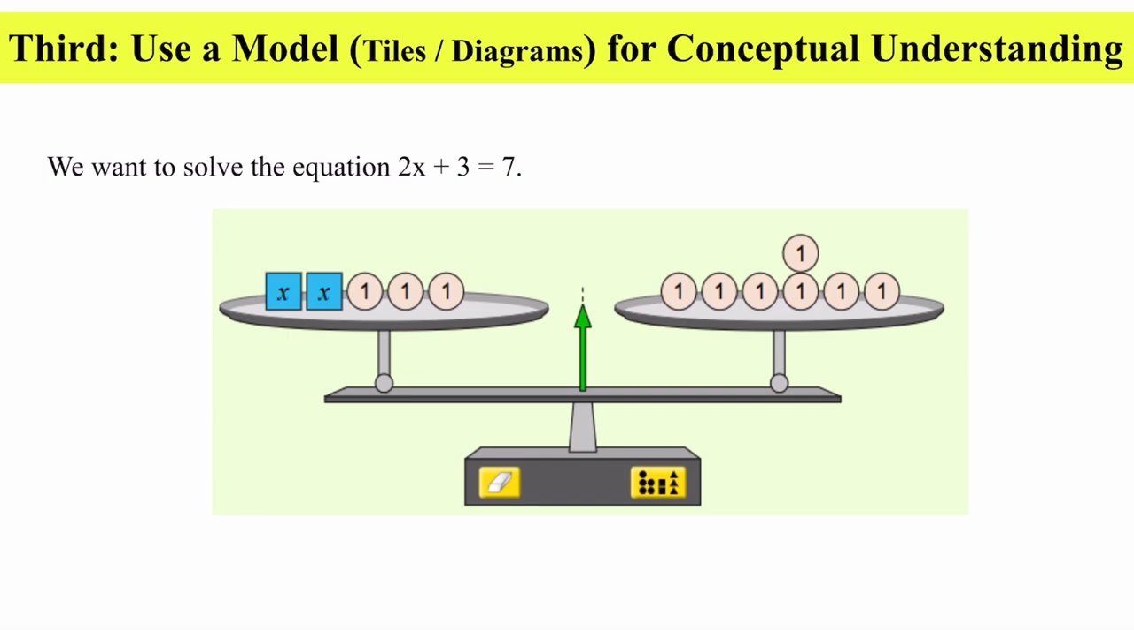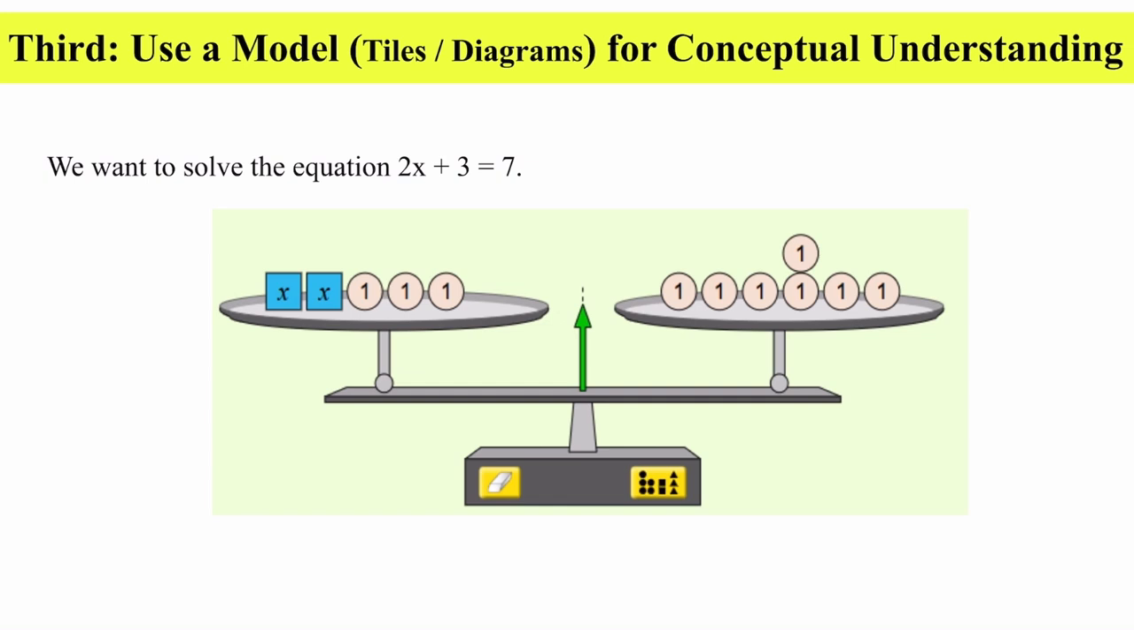Imagine this equation as a balance scale. On the left side of the scales, we place 2 x's because of the 2x. And 3 unit blocks because of the plus 3. On the right side of the scale, we place 7 unit blocks because the equation equals 7. Since a balance scale must stay even, whatever we do to one side must also be done to the other.